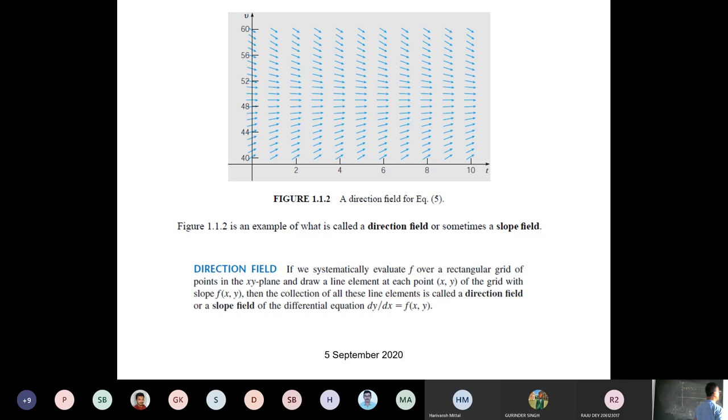If we systematically evaluate f, here f means they are simply considering this equation, okay, dy dx equal to f of xy. So f is nothing but the slope of the tangent to the curve y equal to some function of x. Is it okay? Fine. So if we systematically evaluate f over a rectangular grid of points in the xy plane and draw a line element at each point xy of the grid with slope f of x comma y, then the collection of all these elements is called a direction field or a slope field of the differential equation dy dx equal to f of xy. Is it okay? Fine.